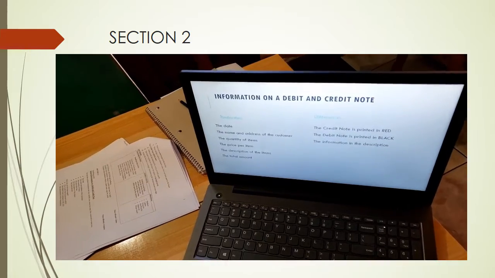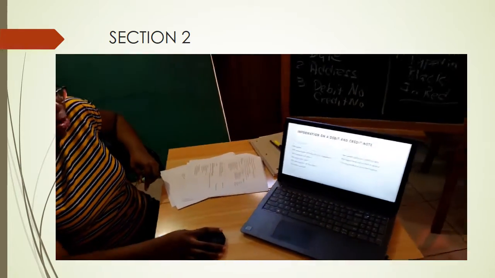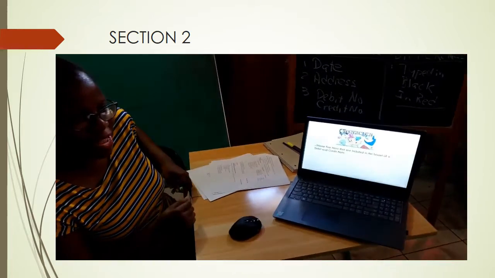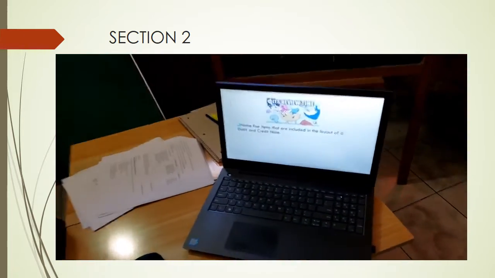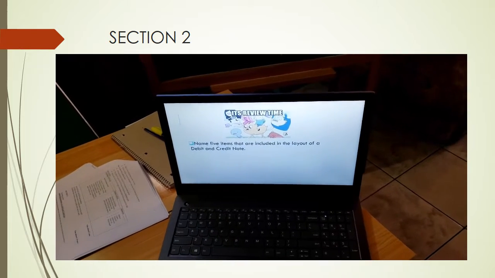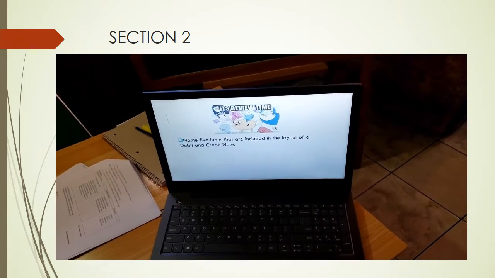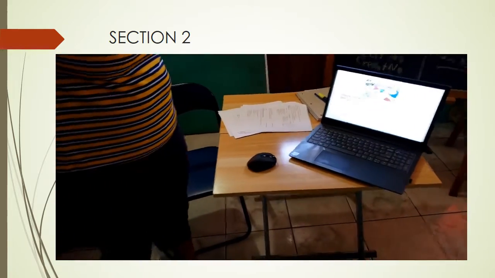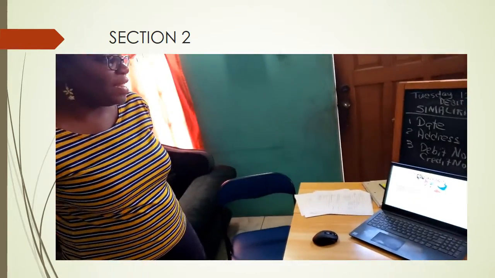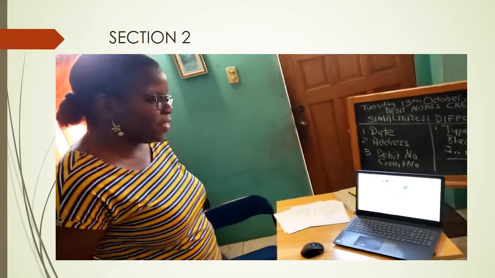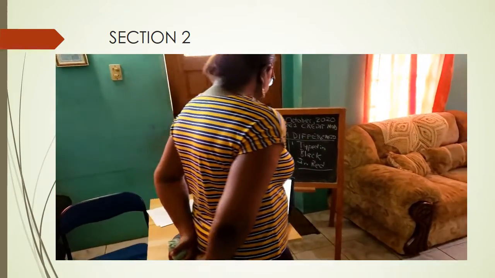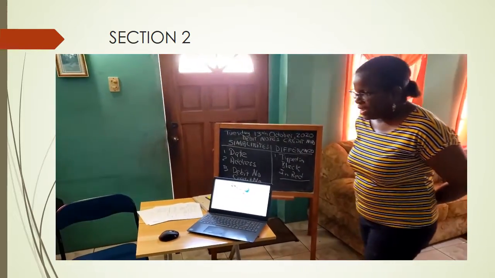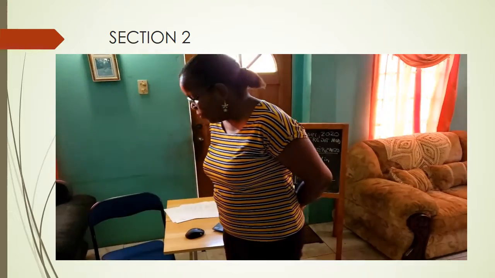Okay, right? So let's do a quick review of what we've covered so far. Again, I'm going to ask the question, give you time to think about the answer, and then I'll call on someone to respond. So question. Name 5 items that are included in the layout of the debit note and the credit note.